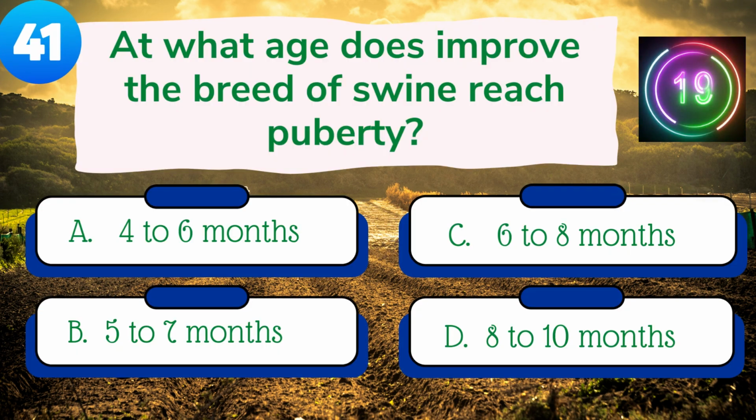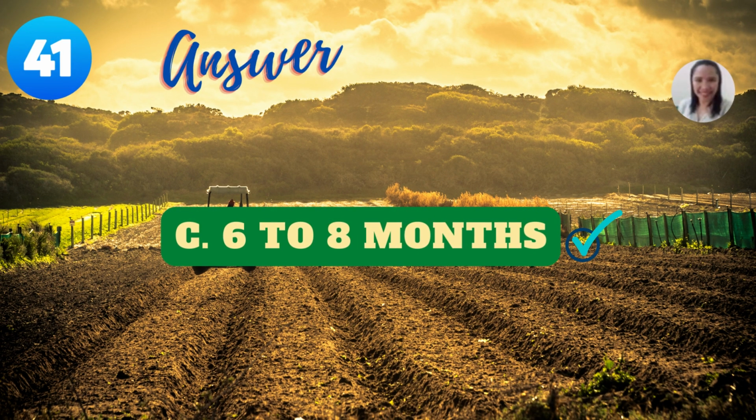At what age does improved breed of swine reach puberty? A. 4 to 6 months. B. 5 to 7 months. C. 6 to 8 months. And D. 8 to 10 months. The answer is letter C, 6 to 8 months.